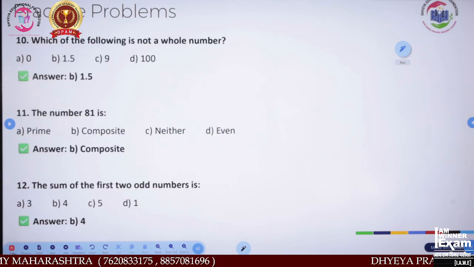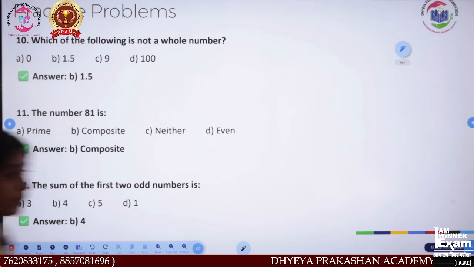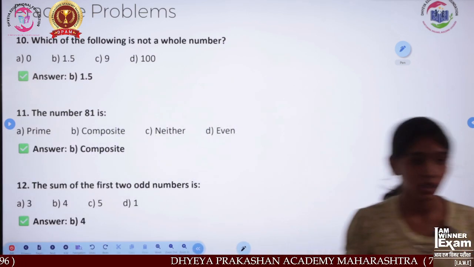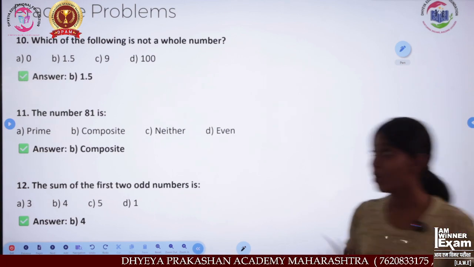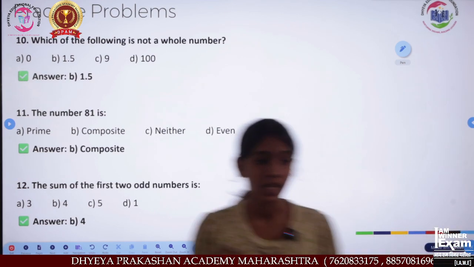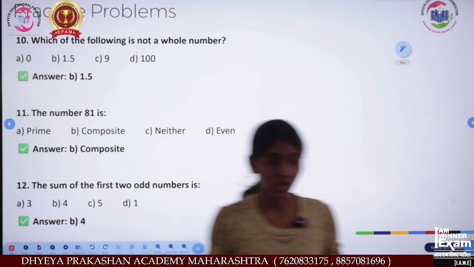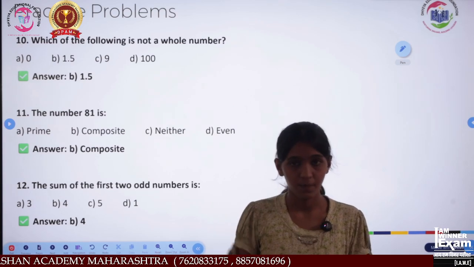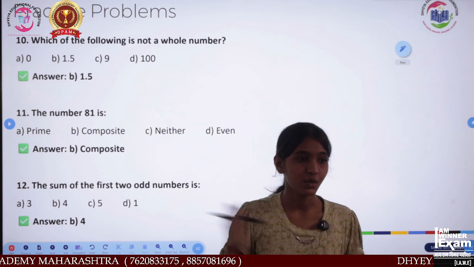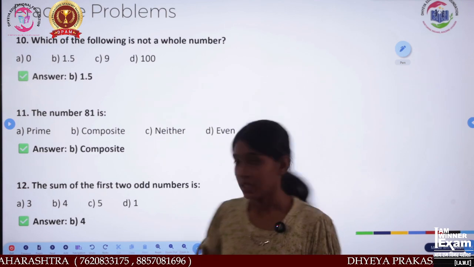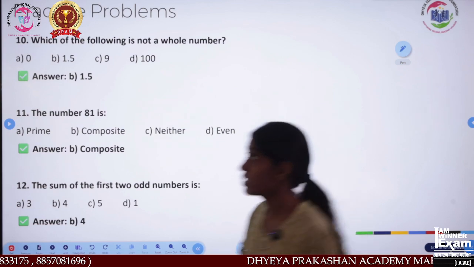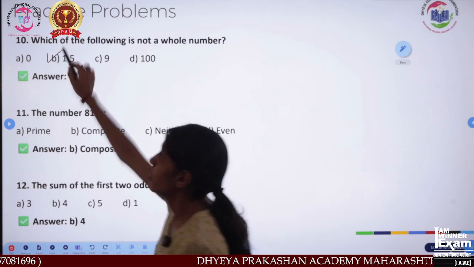Let's take some MCQs. Which of the following is not a whole number? Before discussing this MCQ, a whole number is nothing but a whole integer number. It cannot be a decimal, a fraction or a negative number. It starts from 0 to infinity. In this case you clearly see B is a decimal number, which means it is not a whole number.